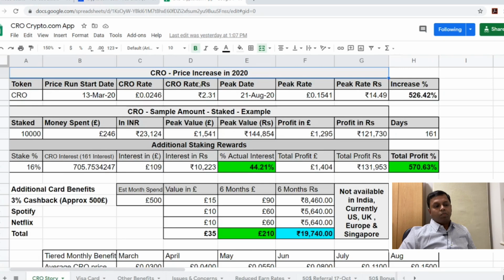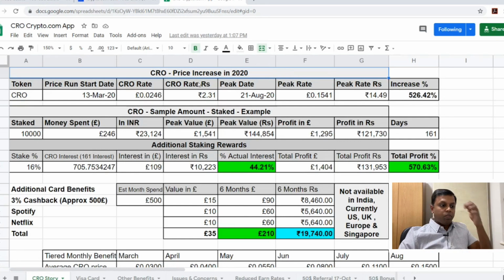And at the peak value in August, the value was roughly 1,500 pounds, or in Indian rupees, 23,000 rupees would have become 1,44,000. So significant profit, and this is in a matter of less than 6 months. It has nearly increased by 5 or 6 times, which is significant for any crypto investment that we've seen in episode 1 or episode 2.